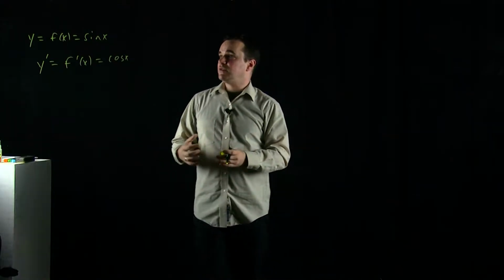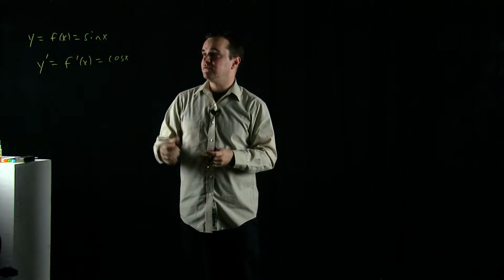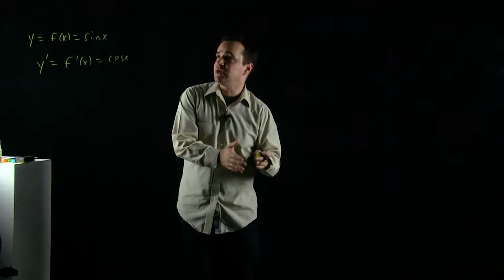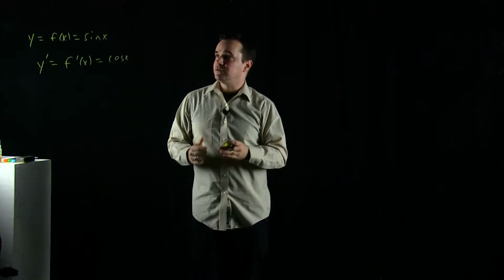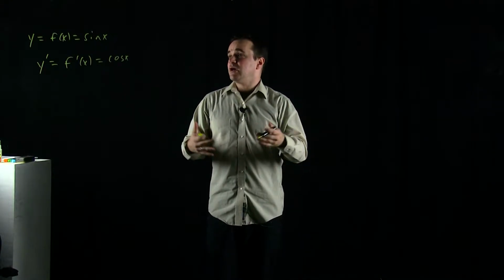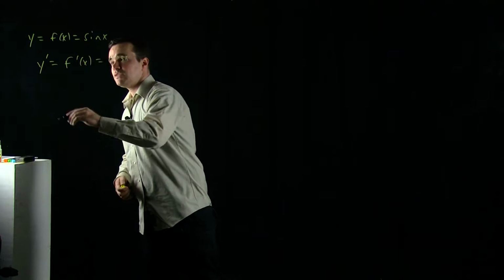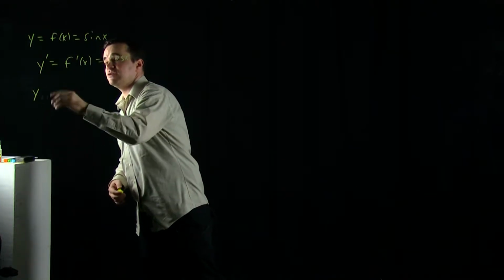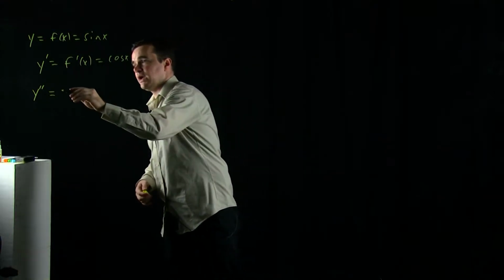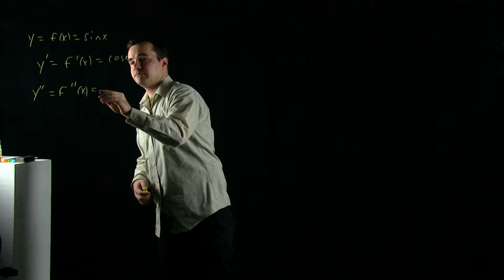It's also true that this derivative is itself a function, cosine of x. It's a function whose input is x and whose output is the slope of the tangent line to the graph of sine of x. I could take another derivative. Nothing stops me from doing that. So I could take a second derivative. You notate that by y double prime, or you would write f double prime of x.